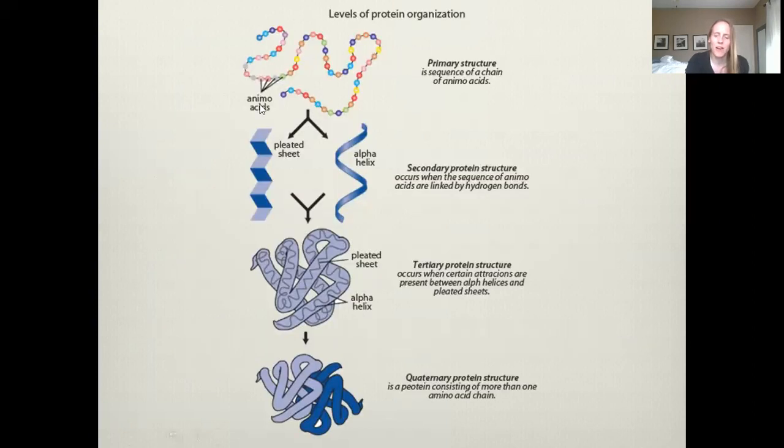So this is what I was just talking about with the 4 different structures of a protein. So the order of amino acids is the primary structure. Get some hydrogen bonding to create alpha helixes or beta pleated sheets. Bond those to each other to form the tertiary structure, and then the quaternary structures if you have more than one protein attached to each other.